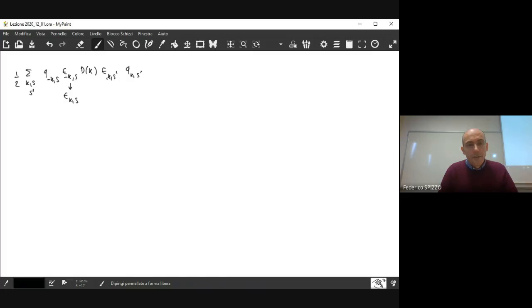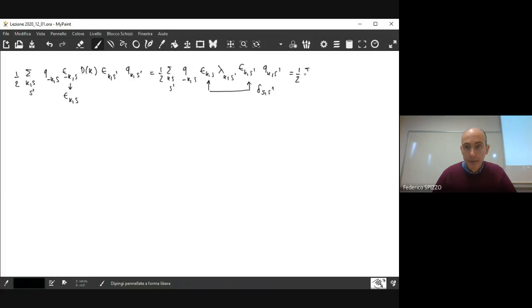As the e vectors are eigenvectors of the dynamical matrix, if you apply d k to e k s prime, you have the corresponding eigenvalue. So this is equal to 1/2 summation over k, s and s prime of q minus k s e k s. In place of d k, I write the corresponding eigenvalue lambda k s prime e k s prime q k s prime. Now, this is just a number at this point. So you have the scalar product between e k s and e k s prime. And this gives us a delta s s prime, as we observed before. So at the end, you may drop also the double summation over s and s prime, and you have just the summation over s.